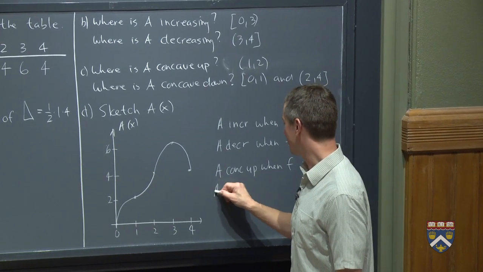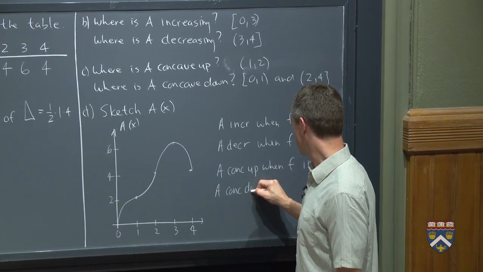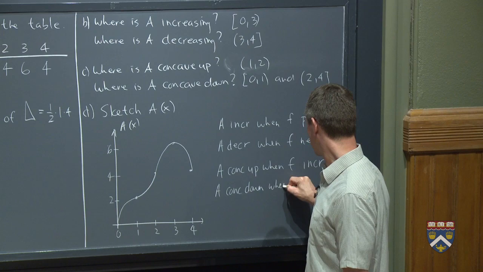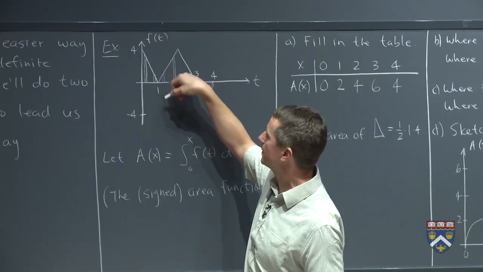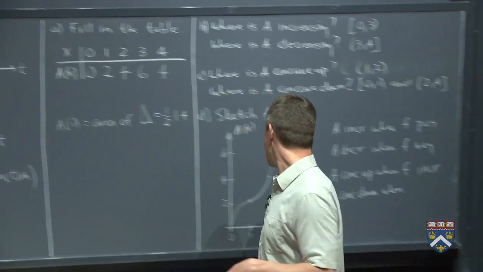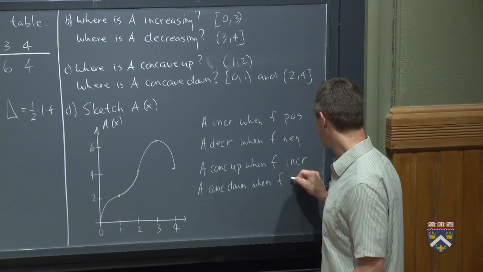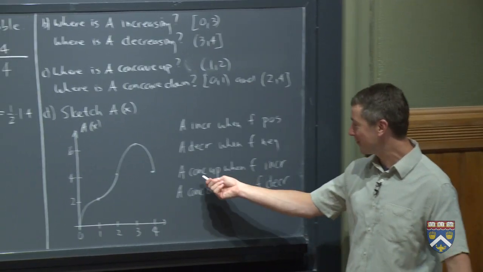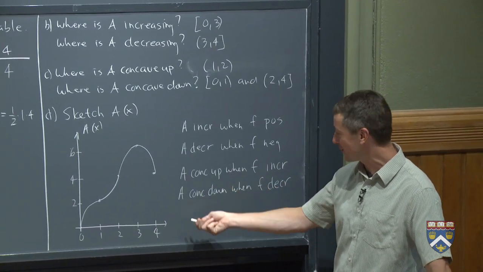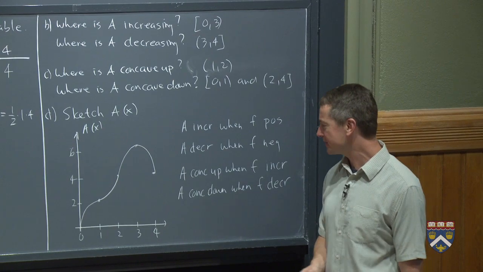And A was concave down from 0 to 1 and 2 to 4. Well, what was F doing from 0 to 1 and 2 to 4? That's exactly where F was decreasing. So that should also look familiar, that one function is concave up when another is increasing, one function is concave down when another is decreasing.